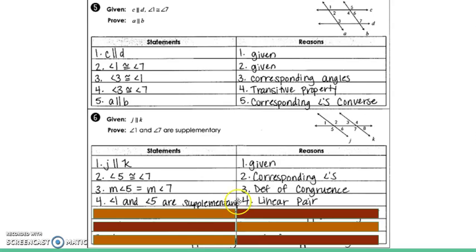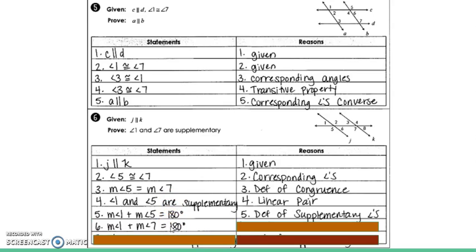If they're supplementary angles, then that means the measure of angle 1 plus the measure of angle 5 equals 180 degrees. And that's the definition of supplementary angles. Now that I know that the measure of angle 1 and the measure of angle 5 equals 180, I can substitute in for angle 5 because for step 3, we said that the measure of angle 5 and the measure of angle 7 are equal to each other.